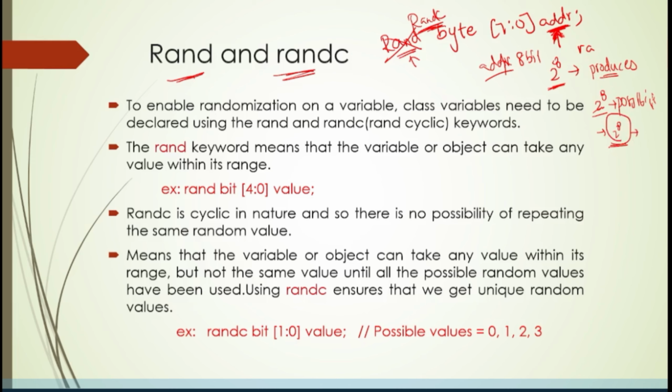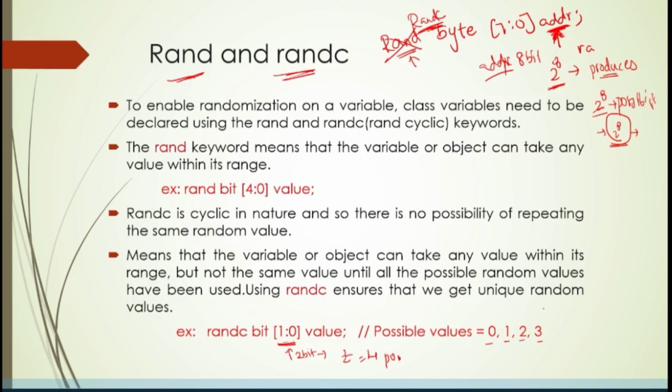Let me put it in a simpler example so that it will be easily understood. For example, see here: bit [1:0] value. 1 down to 0 means it is 2 bits wide. So 2-bit wide means 2 power 2, that means 4 possibilities. What are the 4 possibilities? 0, 1, 2, 3.